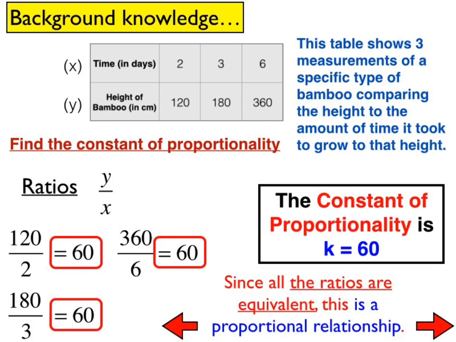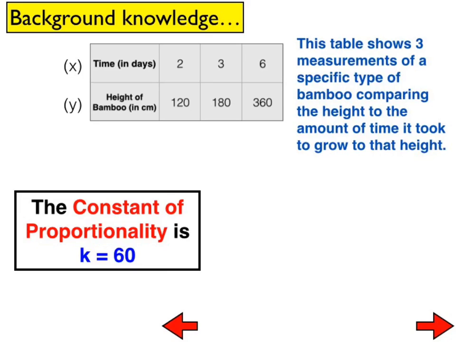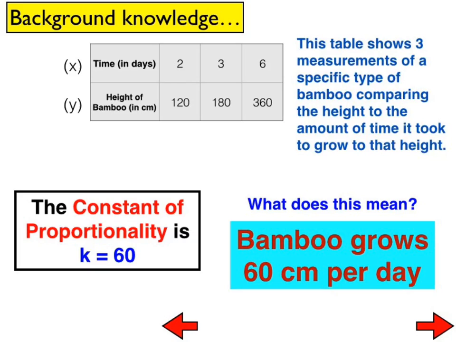Do we all remember that from yesterday? Yes or no? Yes. Okay. And then that will lead us also to the unit rate of 60 centimeters per day. Okay, bamboo grows at 60 centimeters per day.